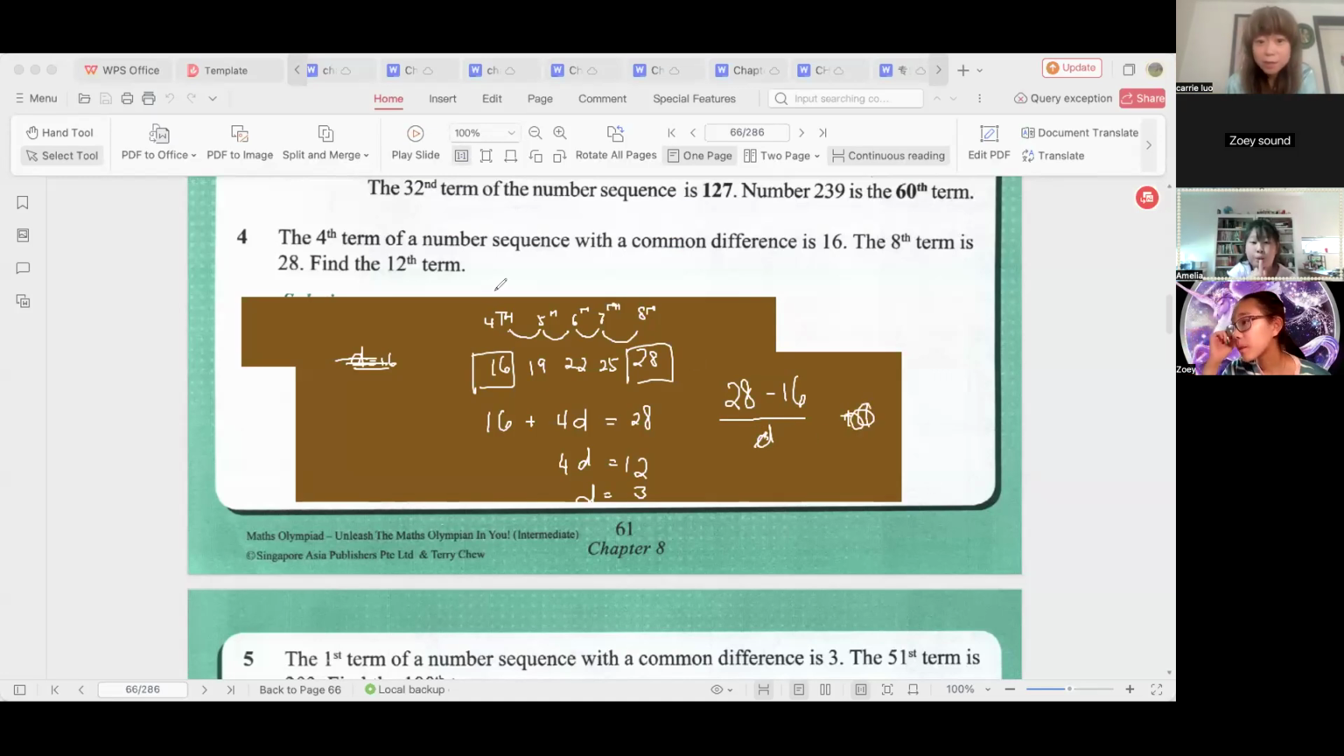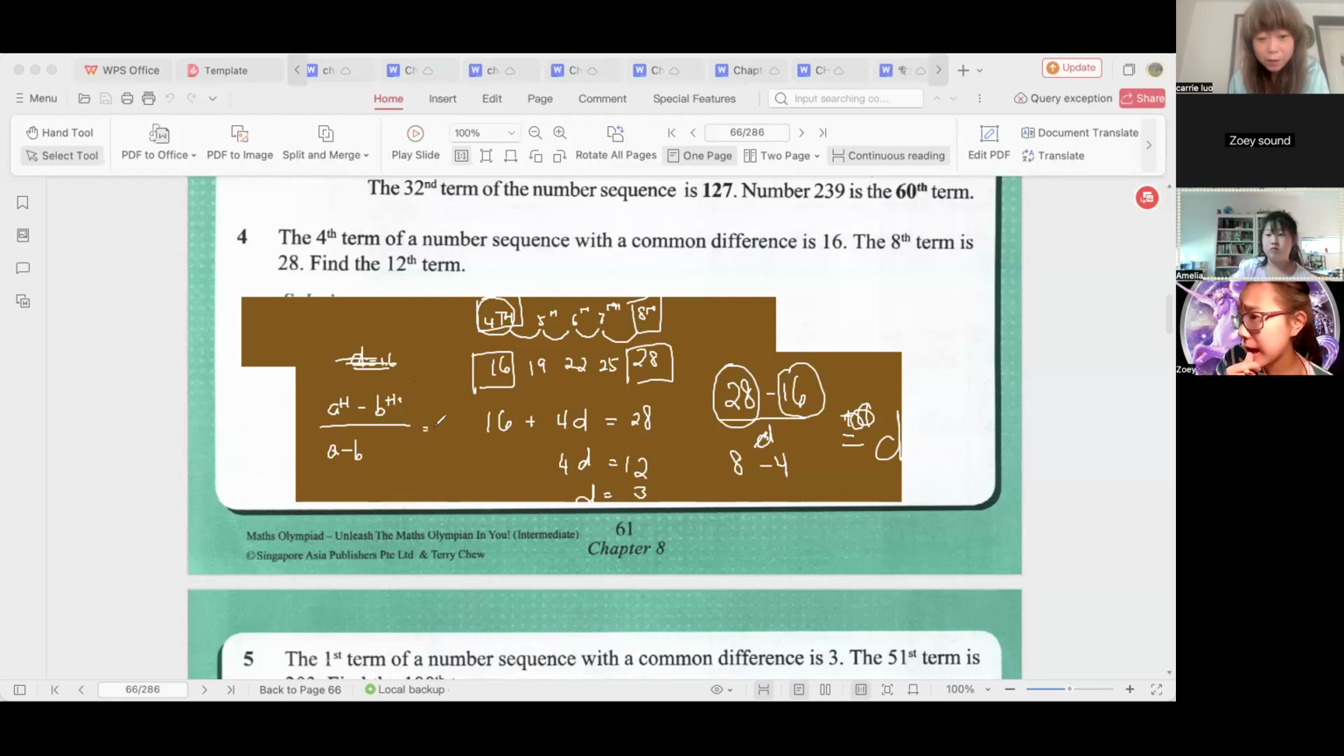Because you notice that this is the middle of the sequence. When we have the middle of the sequence, it's always the last one minus the first one, divided by 8 minus 4. Zoe, Amelia, remember, that's the 8th term and that's the 4th term. So 8 minus 4 equals the number of differences. So the formula is: the A-th term minus the B-th term, divided by A minus B, equals the common difference. Okay, please copy this down.